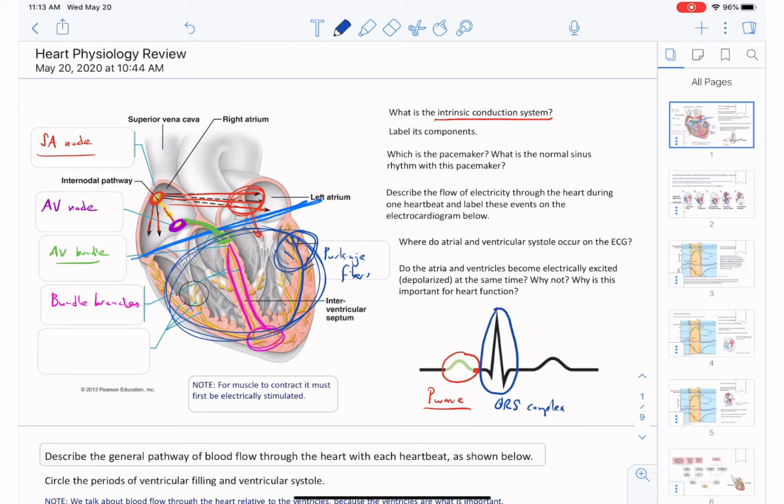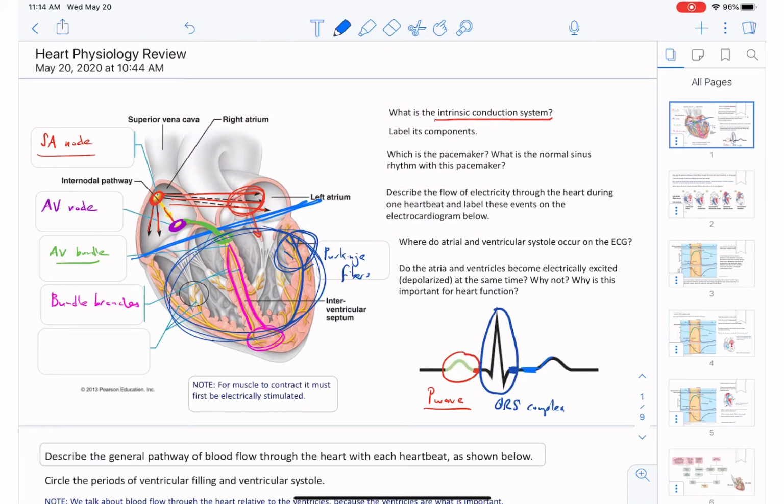That's the QRS complex. And almost immediately after the ventricles become depolarized, that QRS complex, in this little space of time right about there, that's when the ventricles actually contract. That's when ventricular systole occurs. And then we get a little pause in the action.